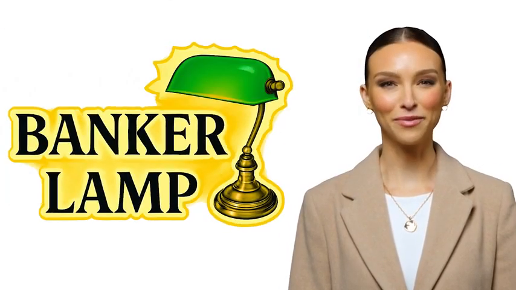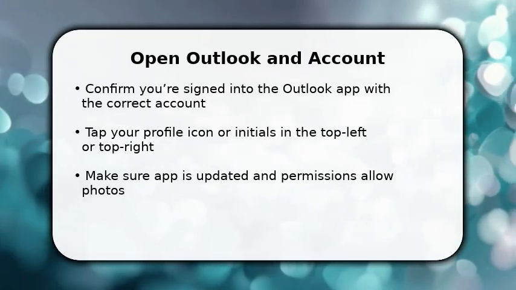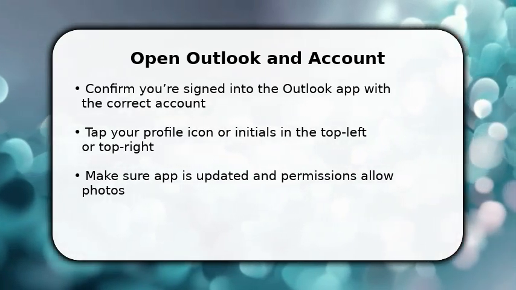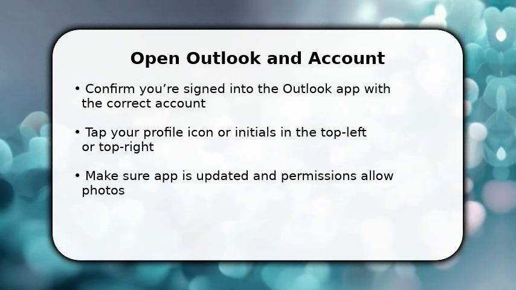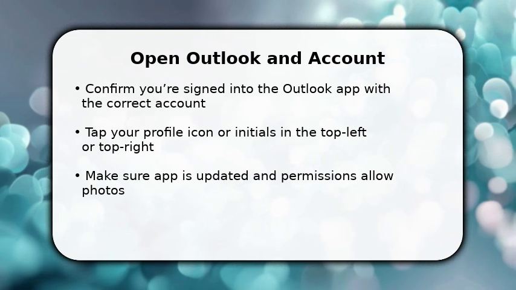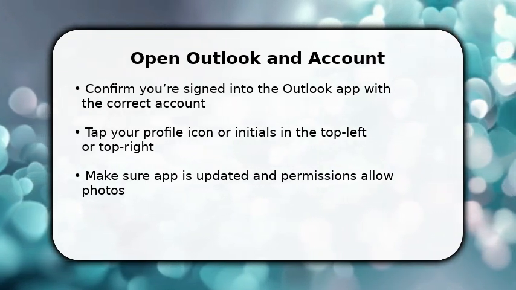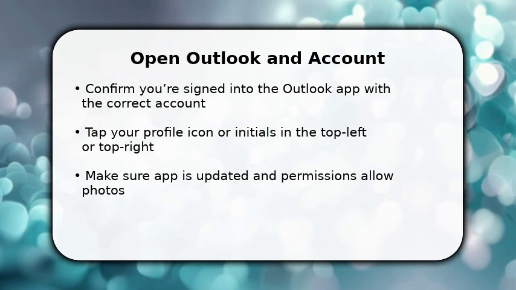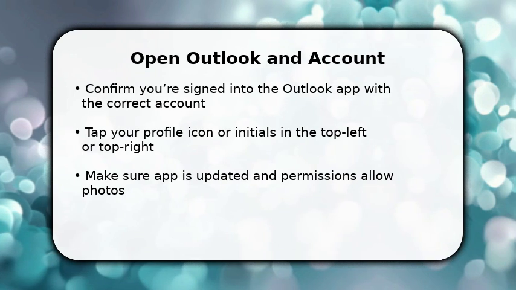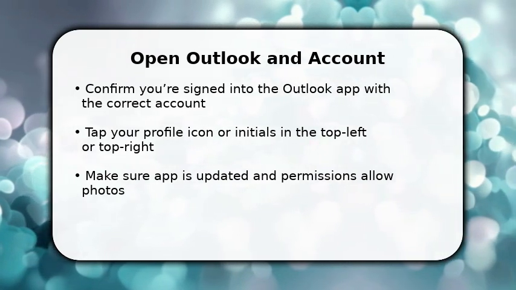Please enjoy the video. You start by opening the Outlook app and making sure you're signed into the account you want to change. Tap your profile icon, top left or top right depending on your device, because that opens account settings. Once done, choose Settings or Manage Account. This reveals profile options. You do this now because the profile area is where Outlook stores your avatar.